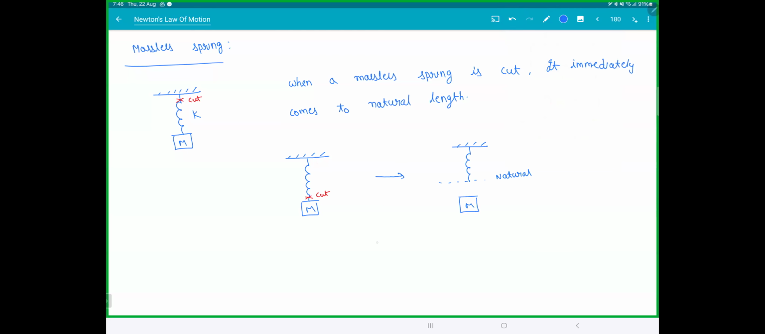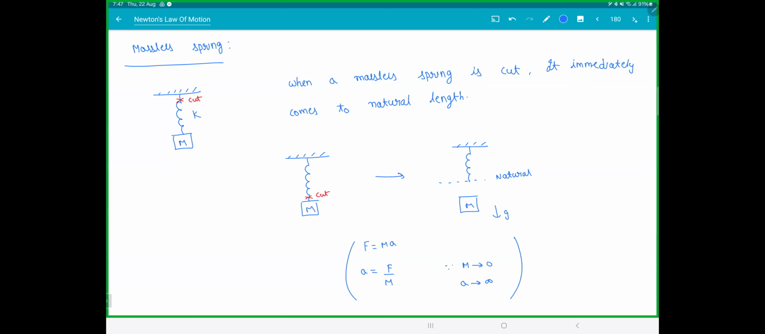Why does that happen? Force is equal to ma, and since it's a massless spring, m is 0. Since m tends to 0, acceleration will tend to infinity. So the moment you cut, the spring will have an infinite acceleration. The block will just fall with gravity g, and the spring immediately moves to the natural length. Is that making sense? When you have infinite acceleration, you don't need time. Instantaneously it will move. Even in zero time, the spring will go back to the natural length. This is how a massless spring would behave.